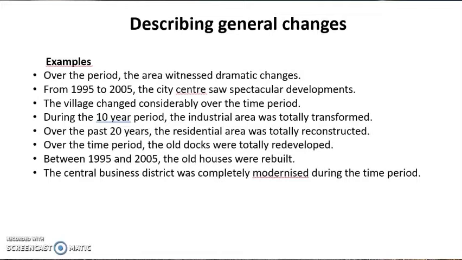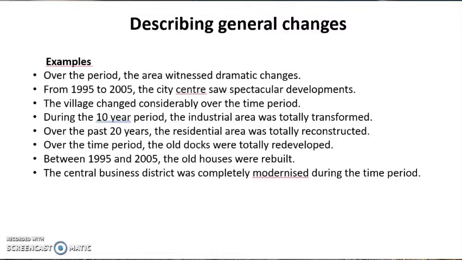During the 10-year period, the industrial area was totally transformed. Over the past 20 years, the residential area was totally reconstructed. Over the time period, the old docks were totally redeveloped. Between 1995 and 2005, the old houses were rebuilt. The central business district was completely modernized during the time period. So you can use these types of general changes in your overview paragraph, which is the second paragraph of your essay.